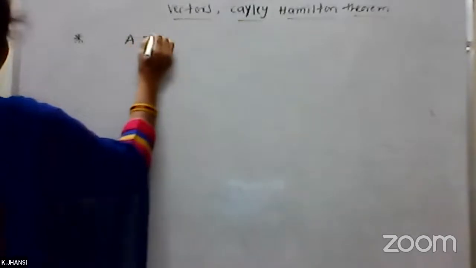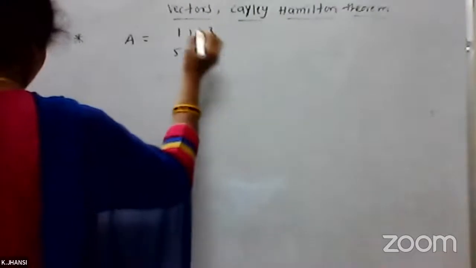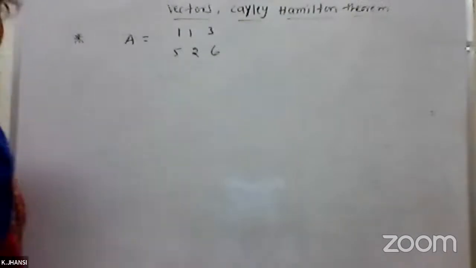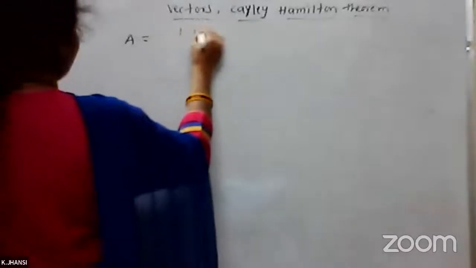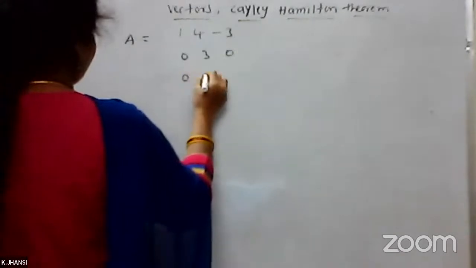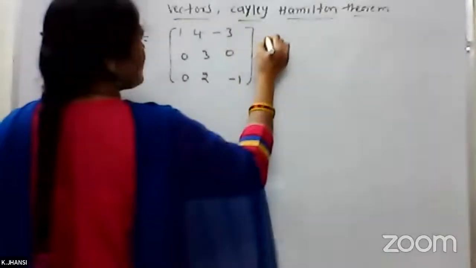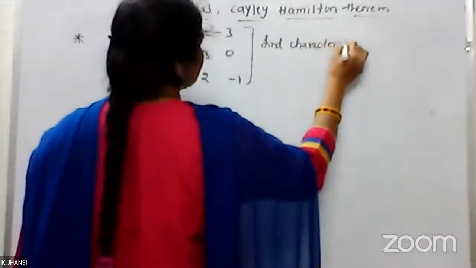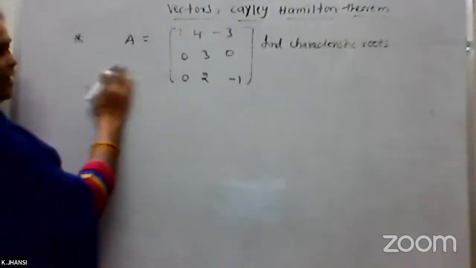Here it is given that A equals 1, 1, 3, 5, 2, 6. For this you are not getting the values. Another problem is 1, 4, minus 3, 0, 3, 0. Okay, find the characteristic roots.